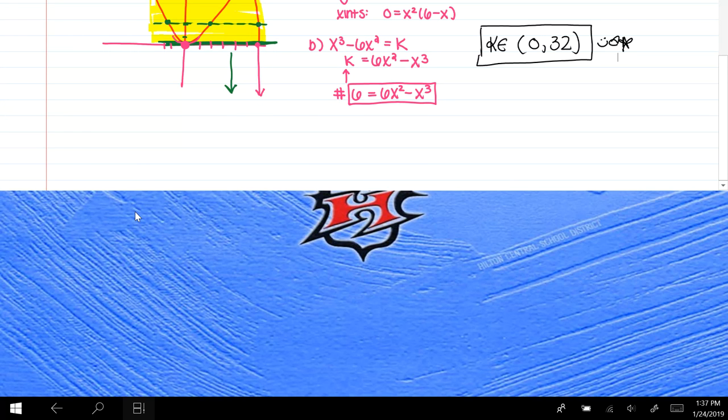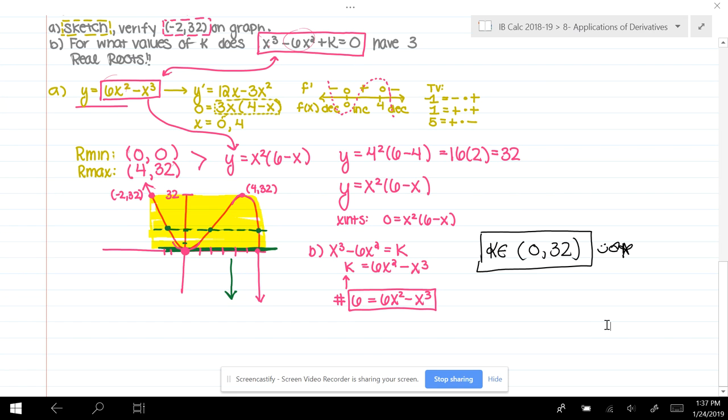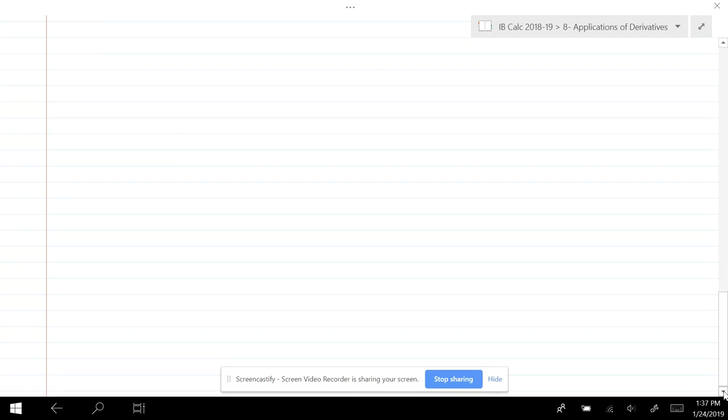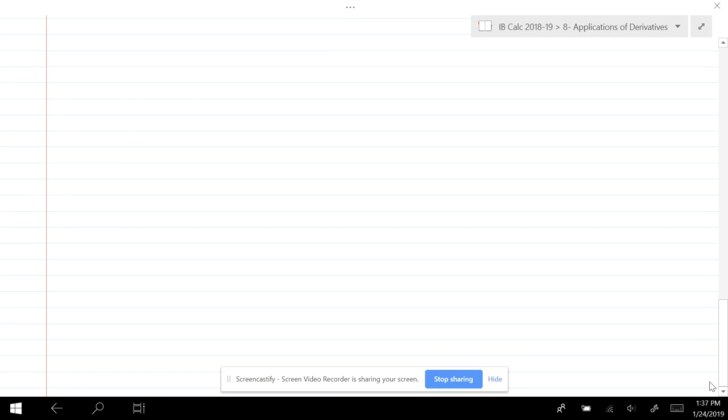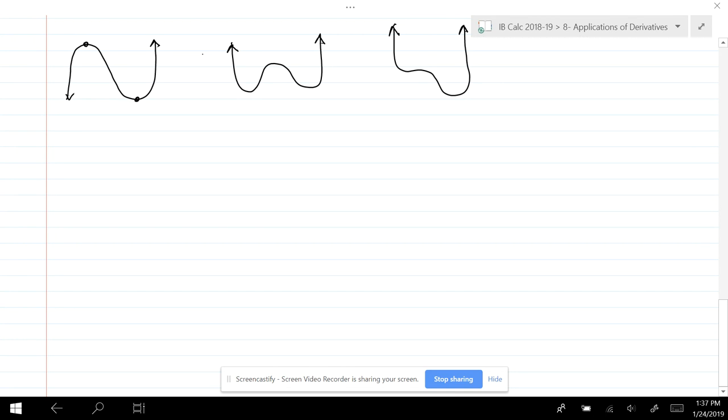Hey guys, so we're back on 8.1 and we're going to do one more fun thing. We're going to look at graphs that are not polynomials. What's nice about sketching polynomials is they have clear maximums and clear minimum points, and they're continuous for all reals. So all of these little guys are nice polynomials and they're continuous everywhere.